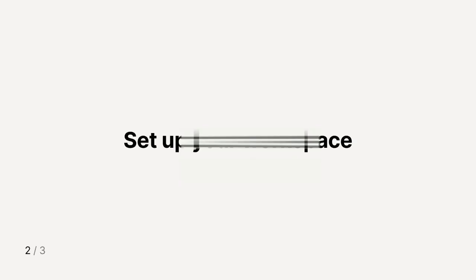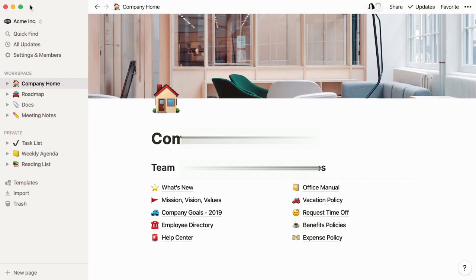Now that you know how to create content, let's talk about how to use Notion to organize it. Your sidebar is home to all of the pages in your workspace. If you're using it on your own, you may only see one section, but if you're using it with others, you'll see 2. Workspace and private. Any pages in Workspace are shared with all members of your workspace.